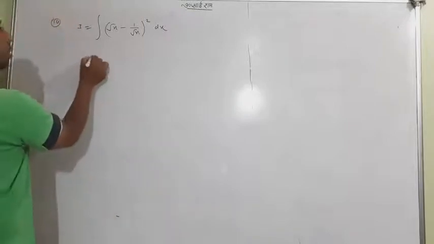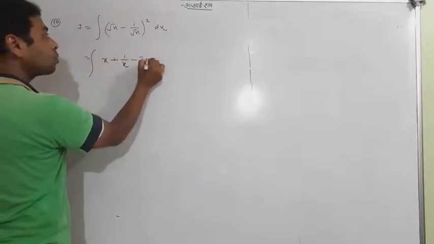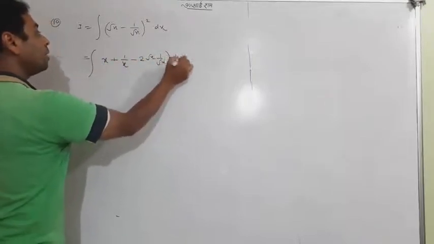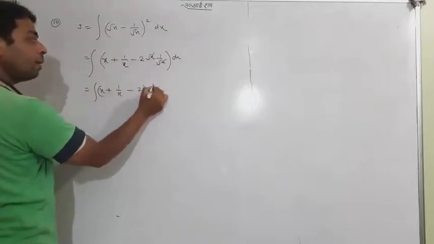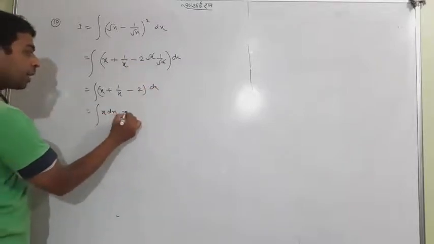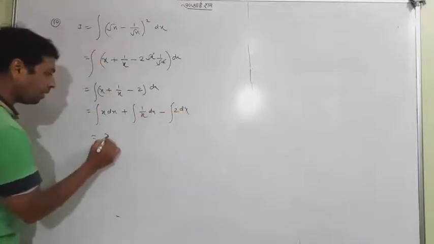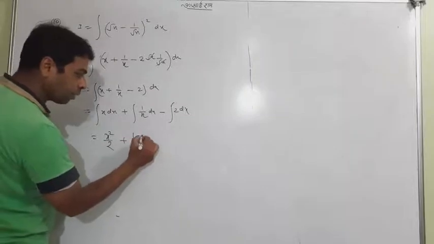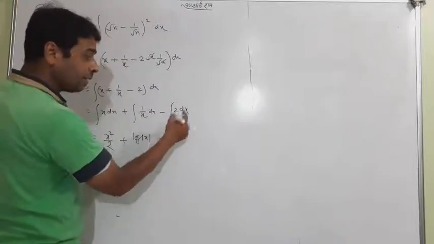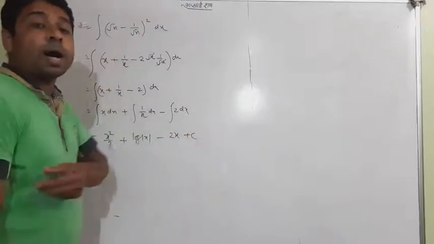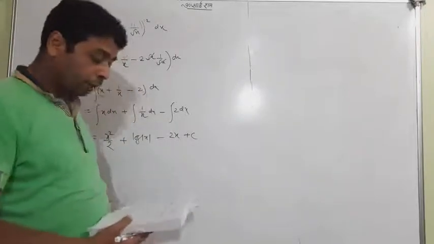So what to do? Only one thing. (a minus b) whole square, you can open it. a square plus b square minus 2ab, and this is going to be the answer. x plus 1 by x minus 2 is coming. We have 3 functions in addition or subtraction. You can separate the integration. x has integration x square by 2, 1 by x has integration log x, and 2 has 2 dx. I taught you yesterday. 2 is a constant value that comes out, and dx has integration x plus c. You can't get 0 as the integration of any function. So don't think about that also. So this is the answer.